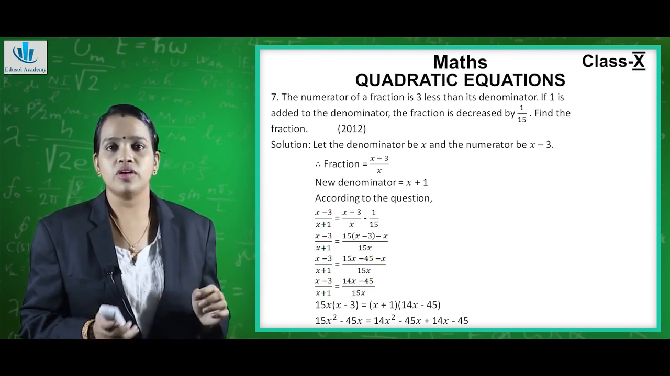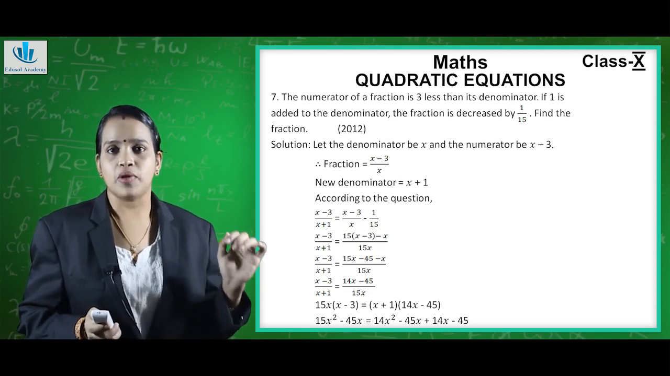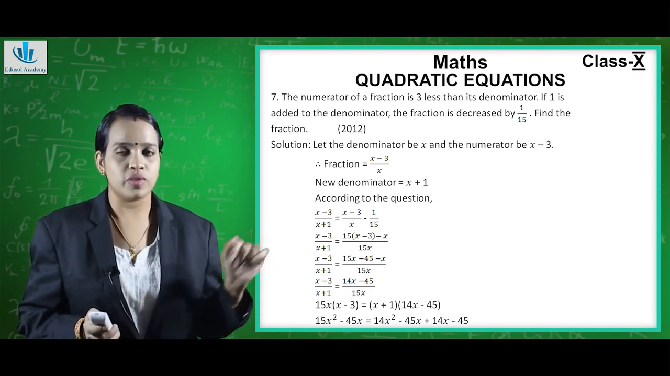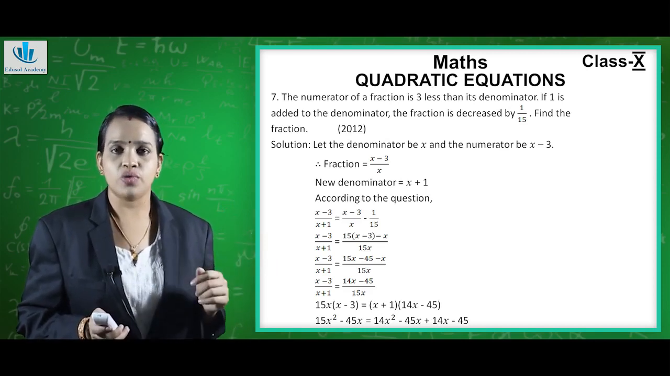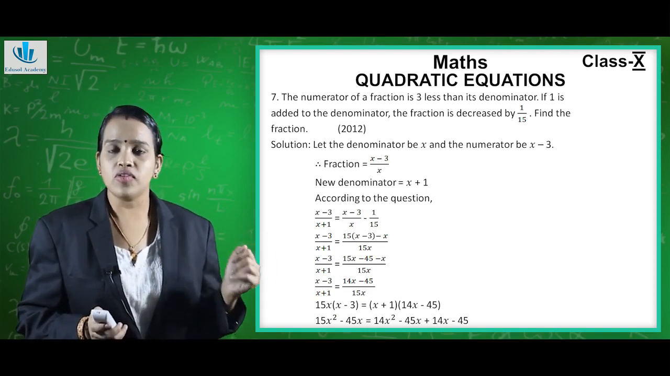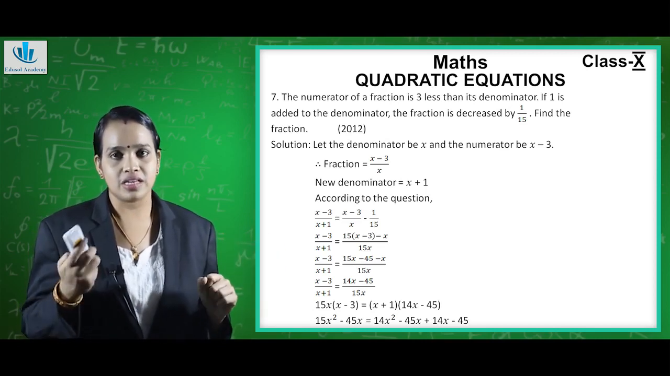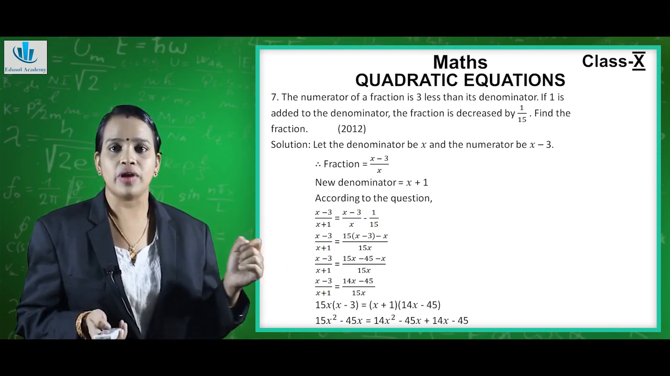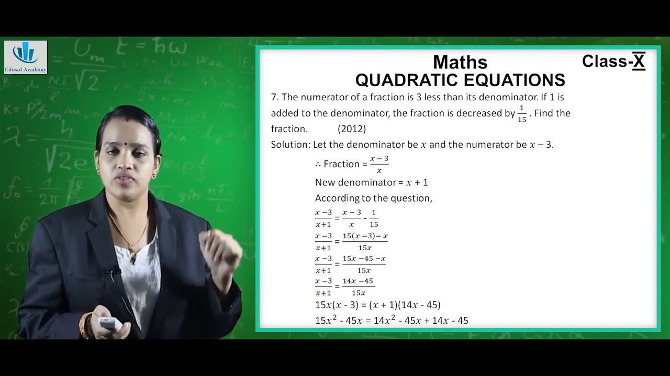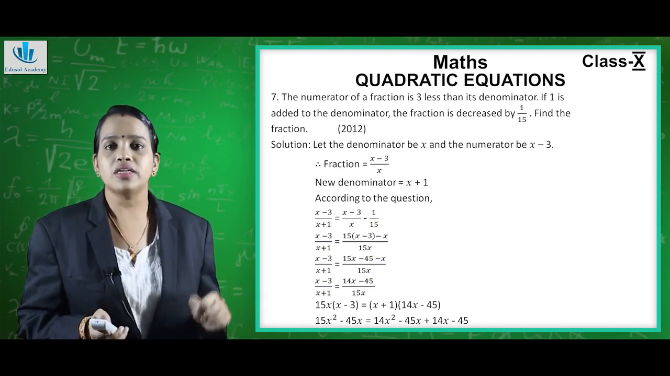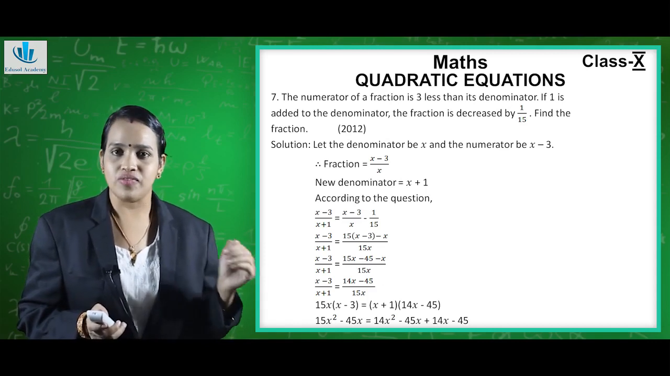Now we can solve this one. We will keep our left hand side as it is. So x minus 3 upon x plus 1 equal to, we will cross multiply. So 15 into x minus 3 minus 1 into x, that is x, upon 15 into x, it becomes 15x. Again we will write left hand side as it is. So x minus 3 upon x plus 1 equal to, here we can open the bracket. So it becomes 15 into x, 15x, minus 15 into 3, minus 45, minus x upon 15x.